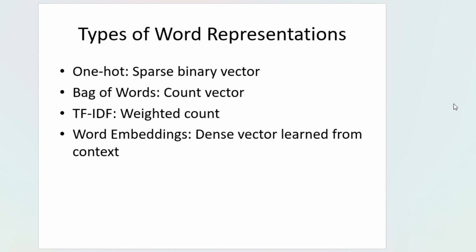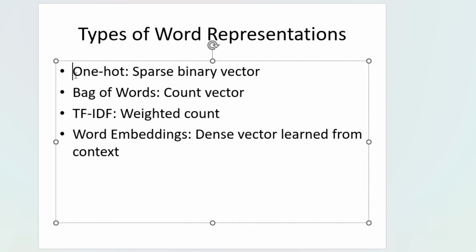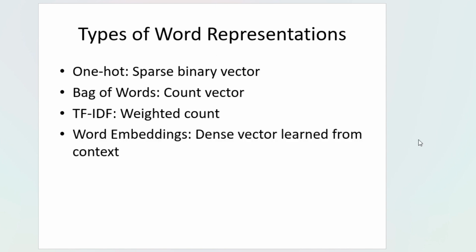And what are the types of word representation? As I already said, one hot encoding and bag of words, and lastly we have word embedding. So word embedding is also one type of word representation. Am I clear now?